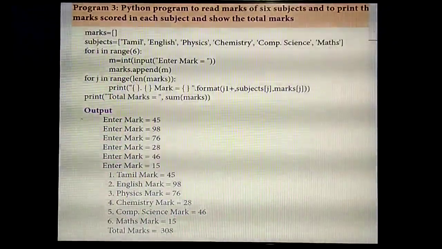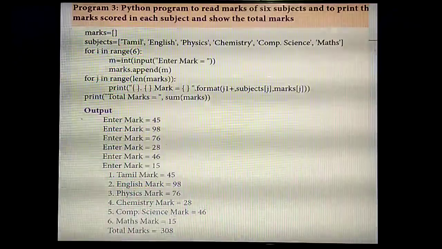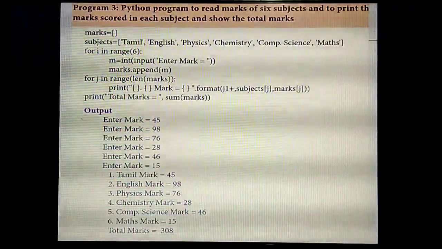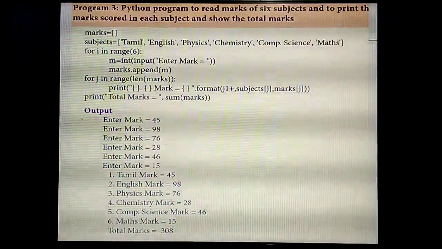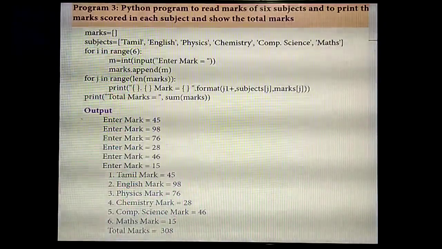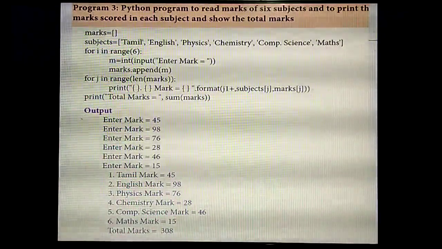Next line, see. subjects. What's the next list name? subjects. In that list you have created 6 subject names. What are the subjects you are studying? Tamil, English, Physics, Chemistry, Computer Science and Maths. So 2 lists you have created: marks as well as subjects.